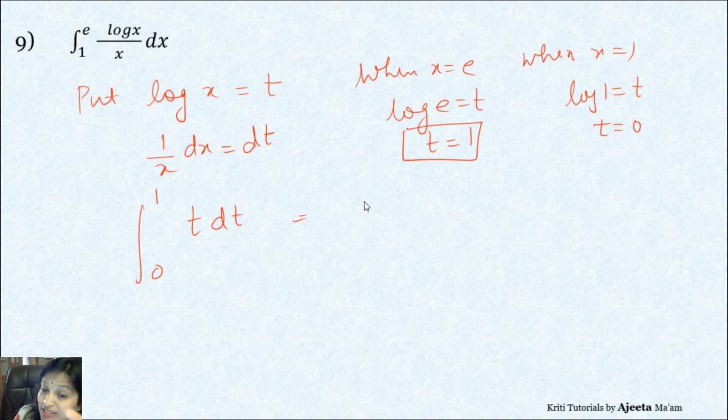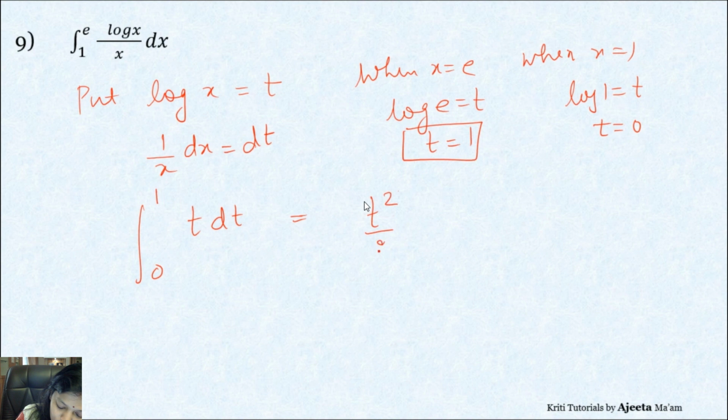Now when you change the limits, it might happen that the lower limit is coming greater than the upper limit. Let it be. It's fine because you are doing the substitution. It may happen that for the new variable, the same region is coming up with different limits. Okay. Now let's move on.